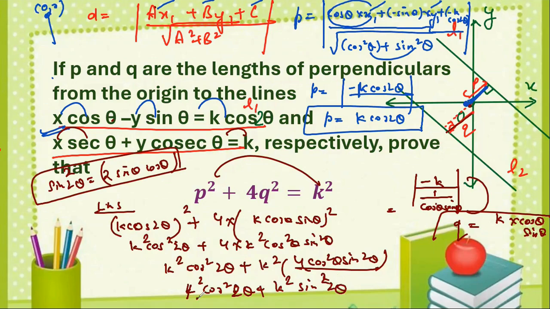When I take K square common, you are only left with cos square 2 theta plus sin square 2 theta, which is equal to 1, which is an identity, right? So 1 into K square is K square. So we have proved it equals the right hand side. So that's it, everyone. Thank you so much. We took the K square common and it becomes cos square 2 theta plus sin square 2 theta. The angle could be anything, but you know that cos square theta plus sin square theta is equal to 1, right? So yeah.